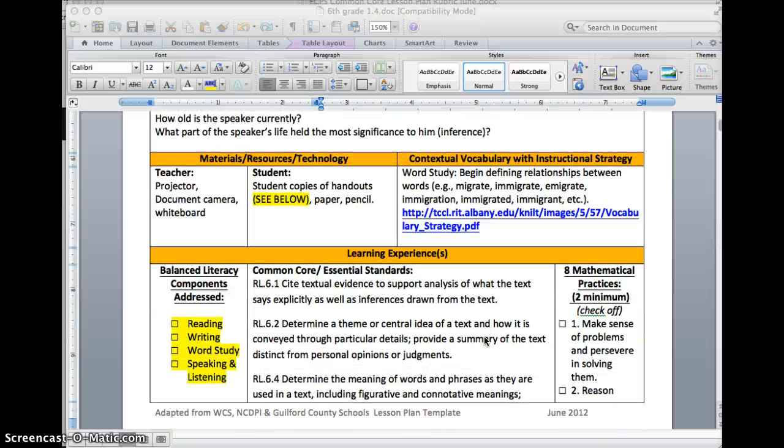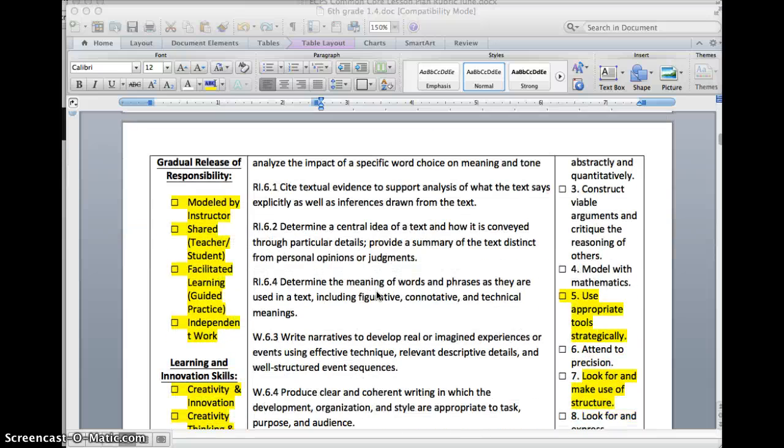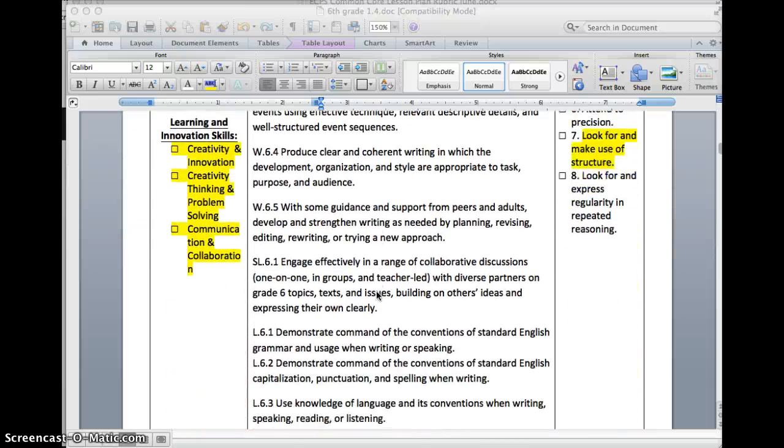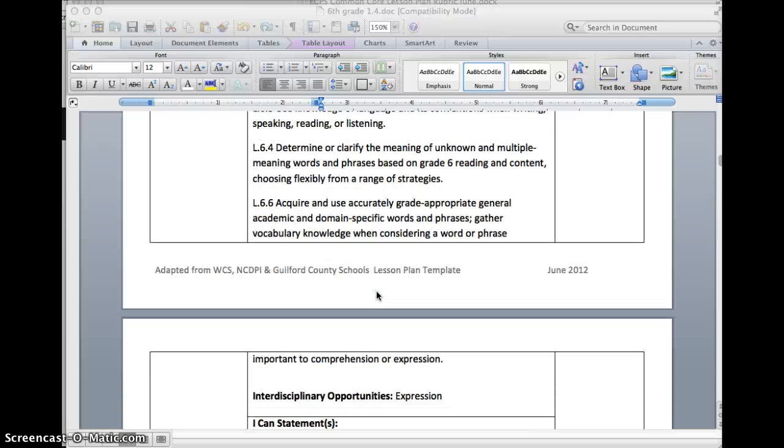Under learning experiences, the Common Core or Essential Standards, this was given to me in my pacing guide. And so I literally just copy and pasted whatever the pacing guide said in, and these were the objectives that I was going over for the day. So I understand that this looks overwhelming, but this was just what I was required to cover in this small unit. In interdisciplinary opportunities, a lot of you are doing that in terms of incorporating math, science, writing, so anything that you feel like fits in there.